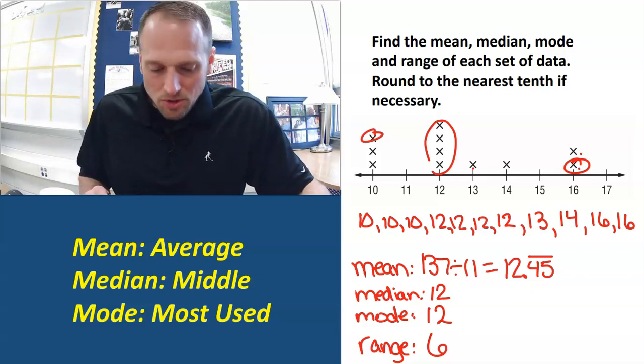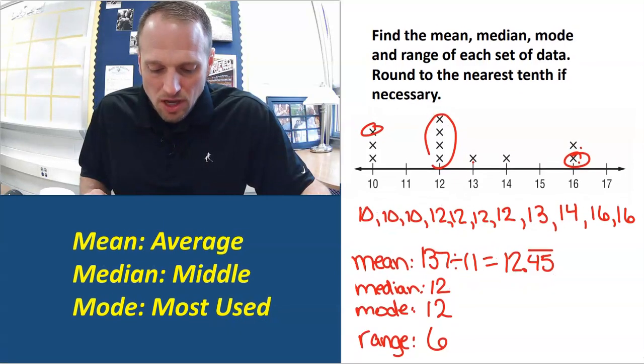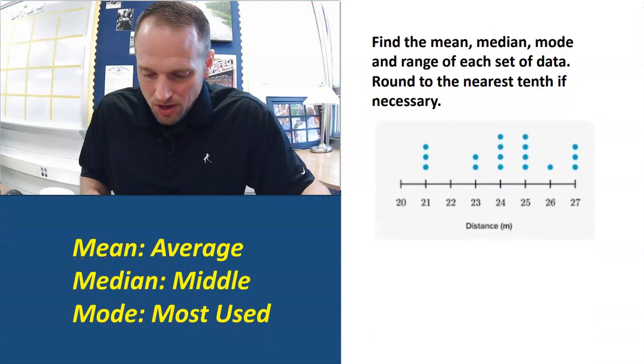Mean, add them all together, divide by the total number. Median, find the middle. Mode is most used, and range is the biggest one minus the smallest one. Okay.